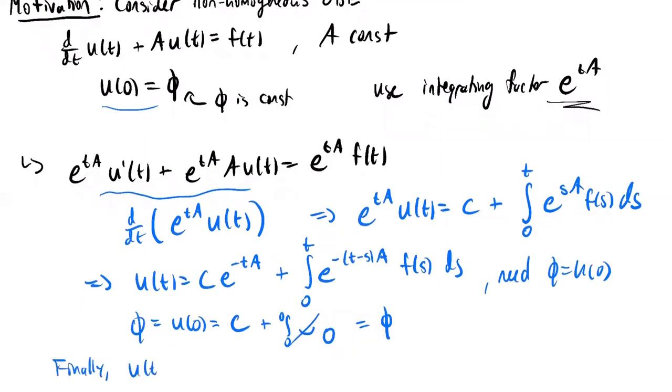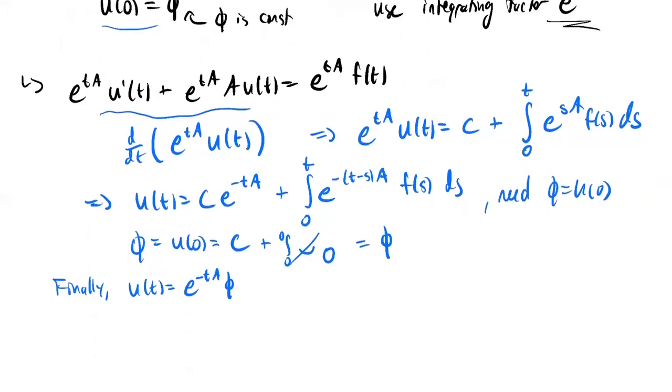And so finally, you get my solution u of t. Again, this is a review from ordinary differential equations, but it's important for what we're going to do. So this is equal to e to the minus ta times phi, which was your initial state, plus this other term, right? So plus the integral from 0 to t of e to the minus t minus s a f of s ds.